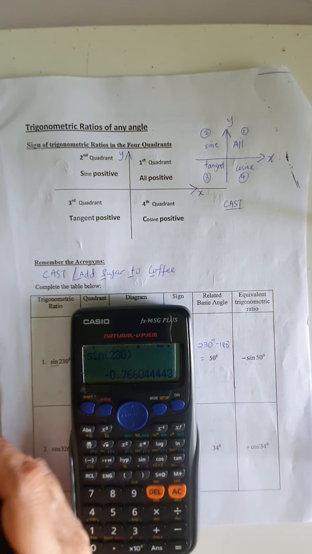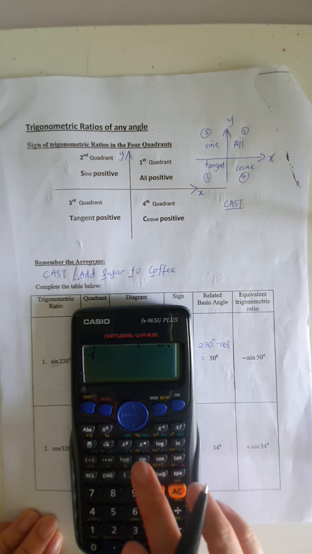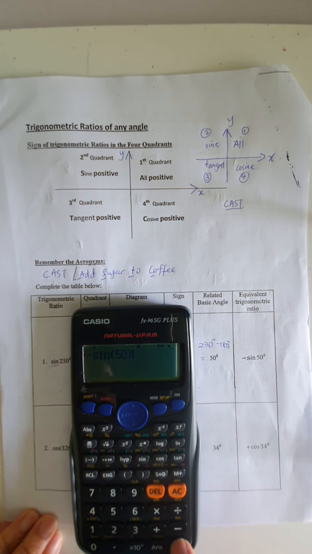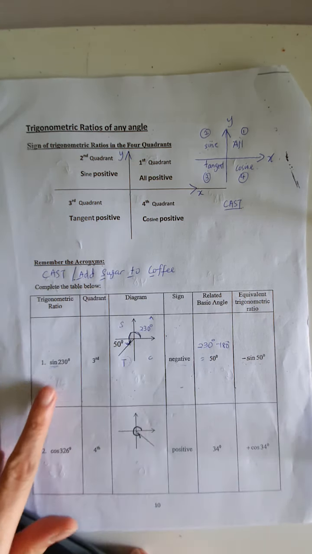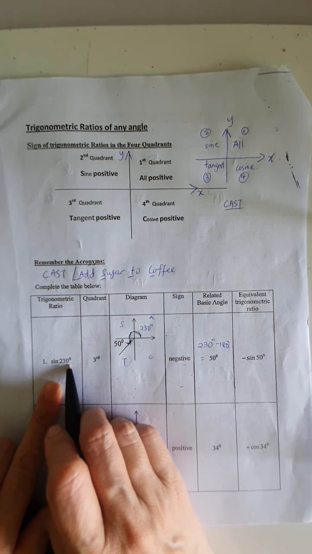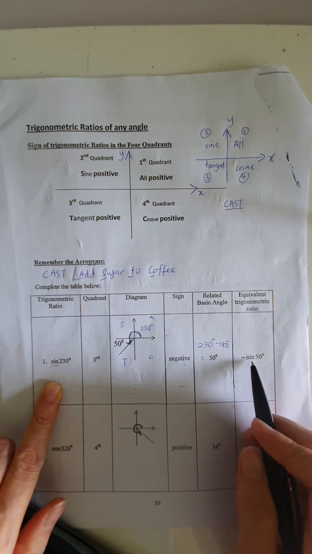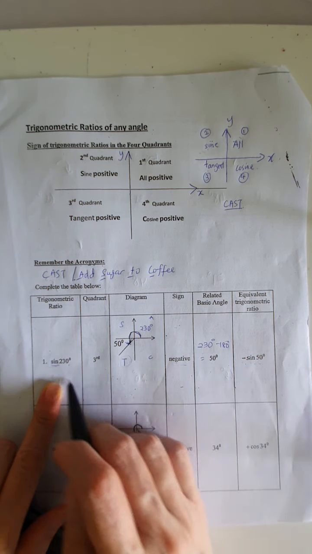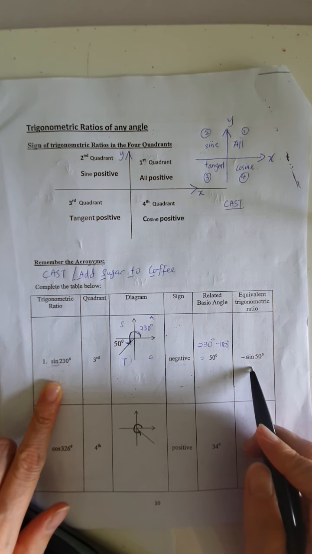Now you key in negative sine 50. You also get the same answer, negative 0.766. So instead of writing sine 230, I can write down sine 230 is equal to negative sine 50. I can write it in terms of its basic angle. These two are actually the same, but instead of writing 230, I can use my basic angle.